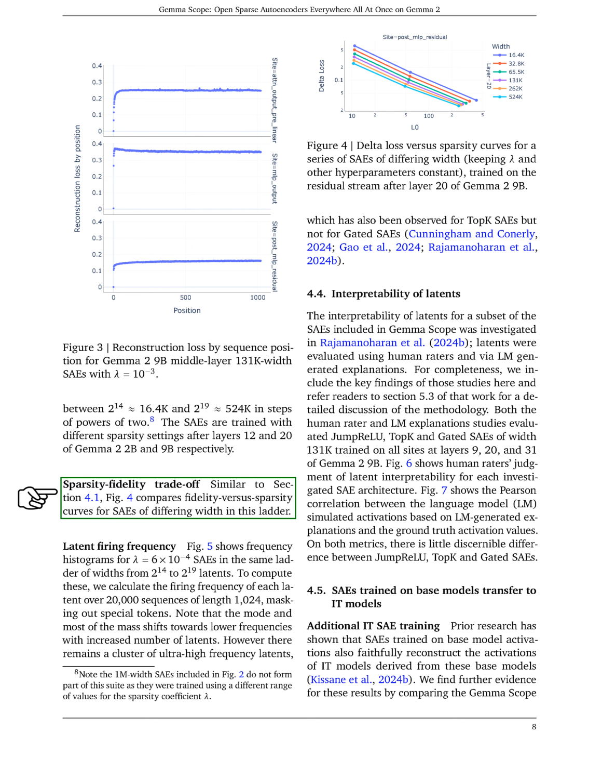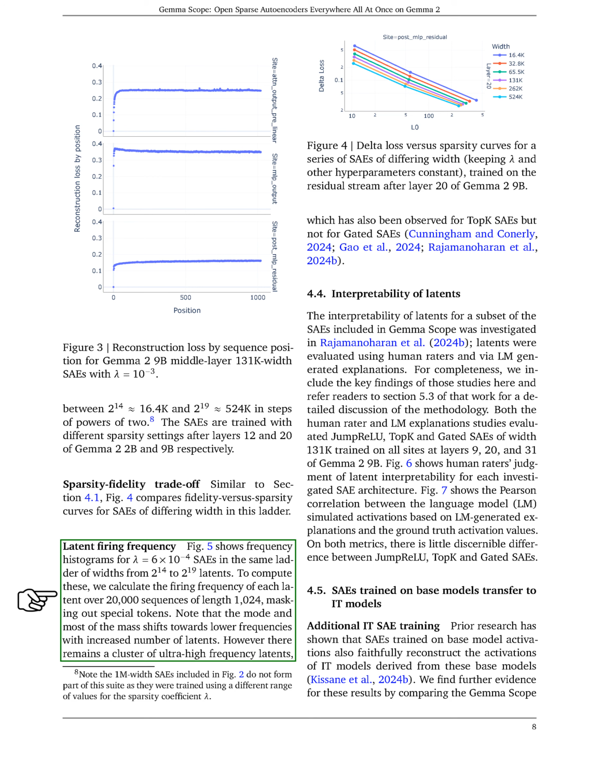Similar to previous sections, we compare fidelity versus sparsity curves for SAEs of different widths. Regarding latent firing frequency, we present frequency histograms for 4K SAEs across a range of widths from 2K to 50K latents. We calculate the firing frequency of each latent over 20,000 sequences of length 1024, excluding special tokens. We note that as the number of latents increases, the mode and most of the distribution shift towards lower frequencies, although there remains a group of ultra-high frequency latents, which we have also seen in top K SAEs but not in gated SAEs.